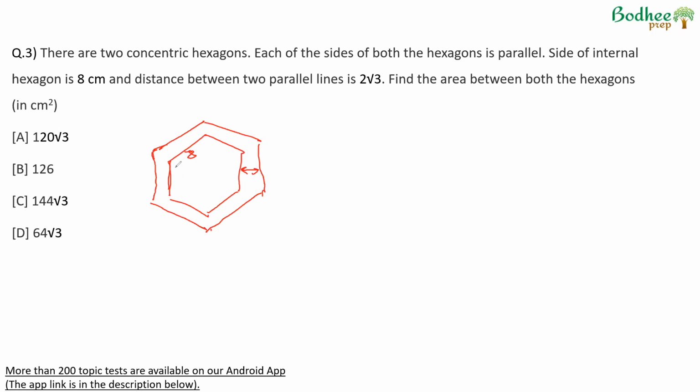Okay. Now, if we look at the distance between the two parallel sides of the inner hexagon, this will be 8 root 3. Plus, here the distance is 2 root 3. Here the distance is 2 root 3. So we can say the distance between parallel sides of the larger hexagon will be 2 root 3 plus 8 root 3 plus 2 root 3, which will be 12 root 3.